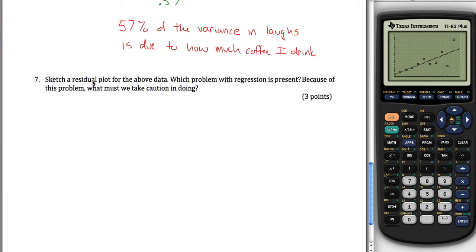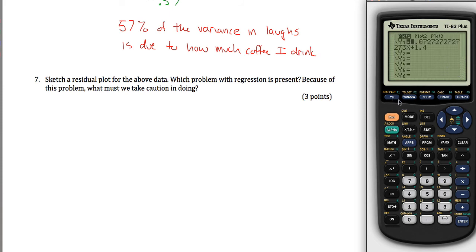And then finally, number 7, sketch a residual plot for this data, and then explain what's going on. We can do that. You can get a residual plot straight out of stat plots. I think before I do that, I'm going to hit my y equals key so that I can turn off my linear regression equation, just so this line won't show up on my regression plot or my residual plot.